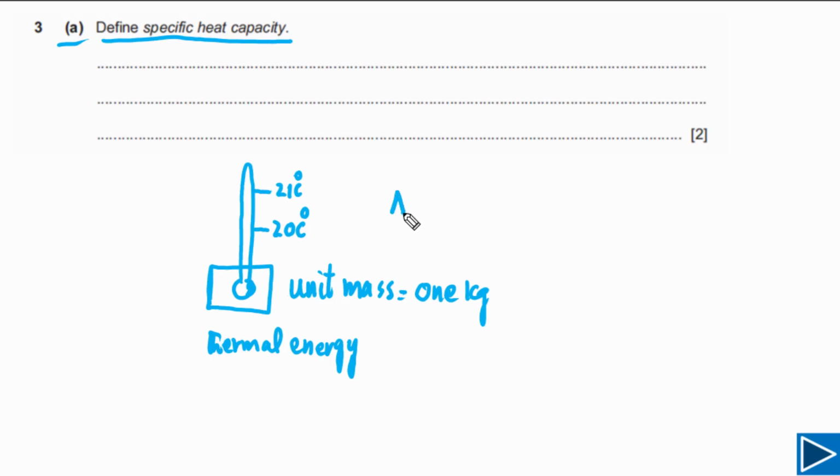When we talk about change in temperature, you can say to raise temperature by 1 Kelvin. You can also say to raise temperature by 1 degree Celsius, because change in temperature in Kelvin is the same as change in temperature in degree Celsius. So we can say the amount of thermal energy required to raise temperature of substance of unit mass by 1 degree Kelvin or by 1 degree Celsius, because the change in temperature in degree Celsius is equal to change in temperature in Kelvin. Now let me show you how you can write down a proper answer.